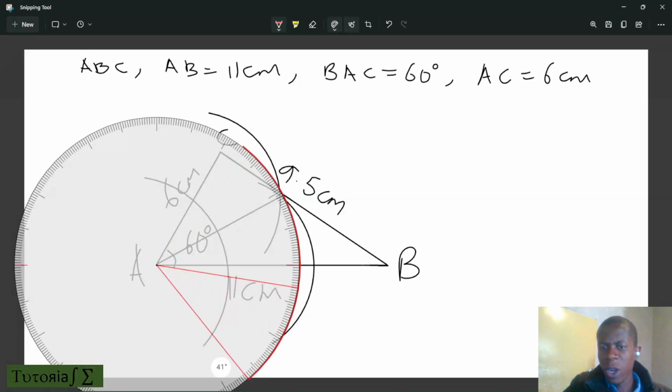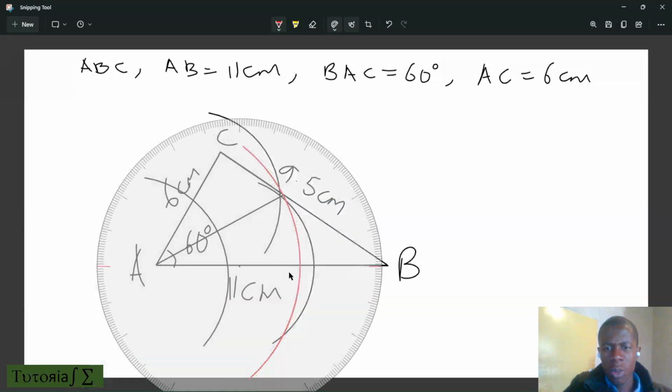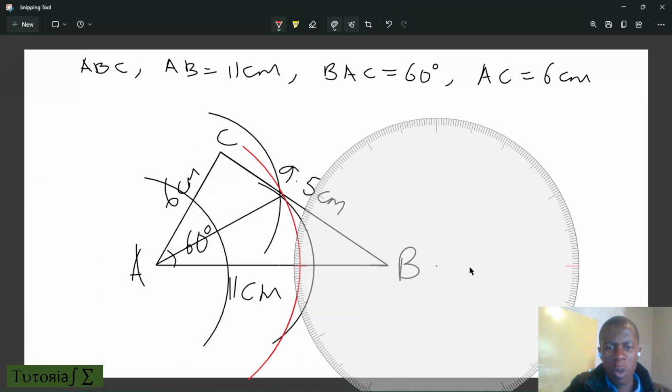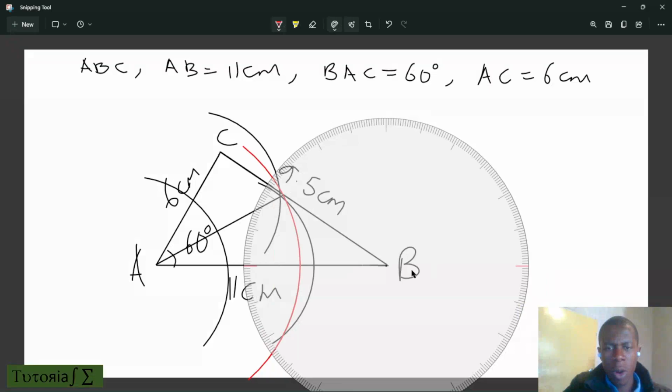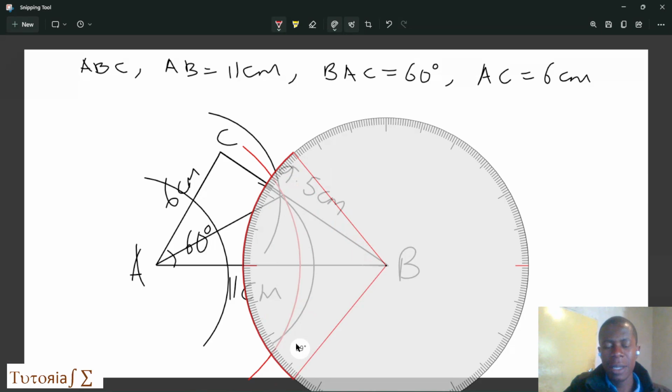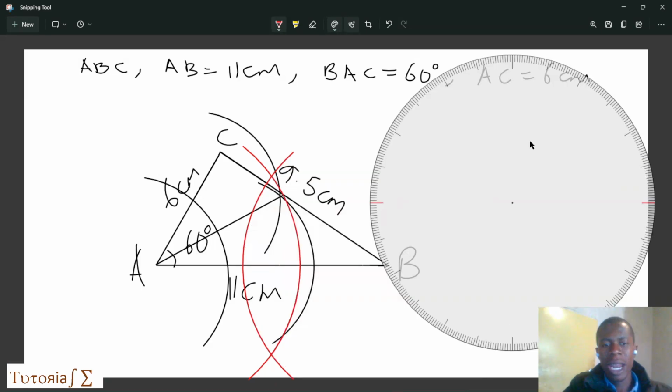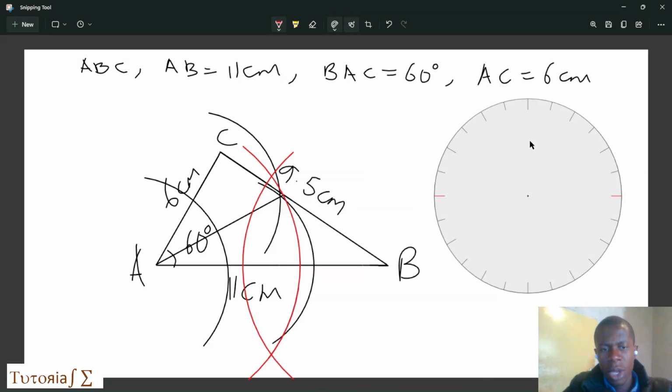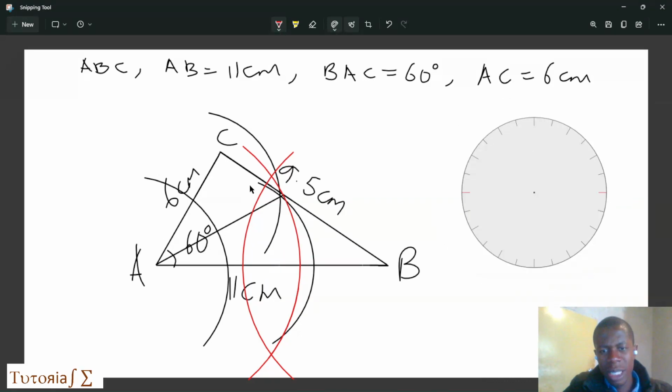you put the pointy part of your compass on B. Again, you should measure a distance that is more than half of B. Then again, you are going to draw an arc like that. So you have these 2 points like that.